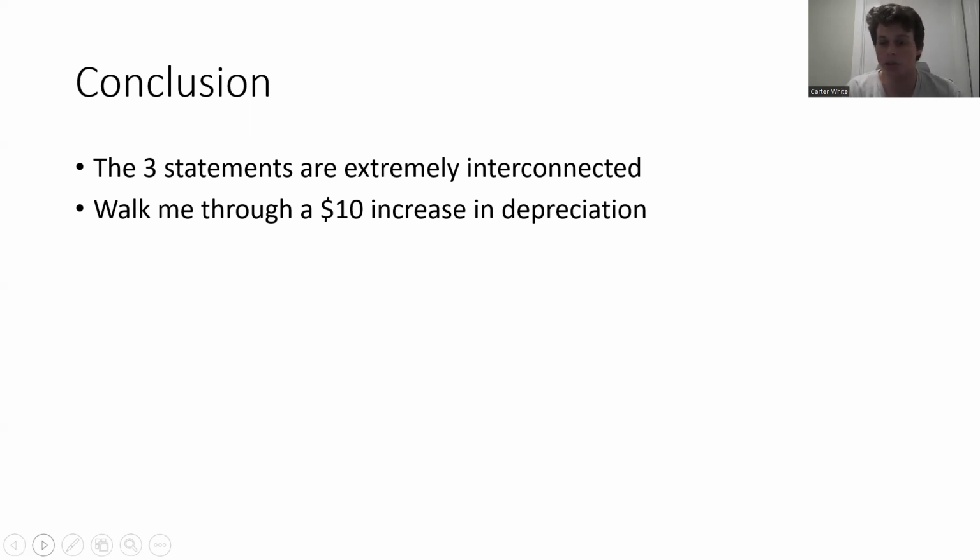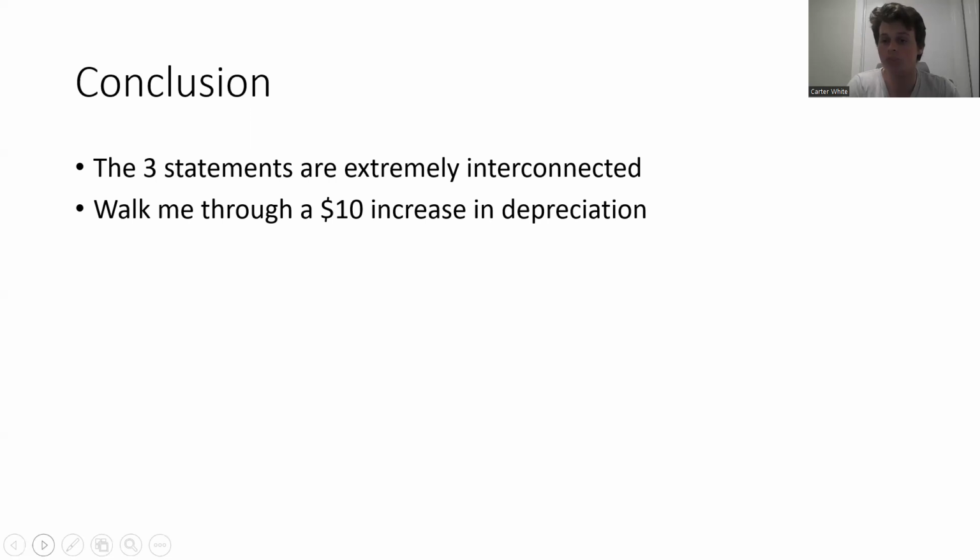This would decrease your pre-tax income on your income statement by $10. Assuming a 40% tax rate, now my net income would be down by $6. Moving over to the cash flow statement, my net income is down by $6. However, depreciation is a non-cash expense, so we must add that back. So it's going to be -6 plus 10. So my overall net change in cash from operations should be up 4. There are no other changes that need to be made on the cash flow statement, so my overall net change in cash will be up by $4.